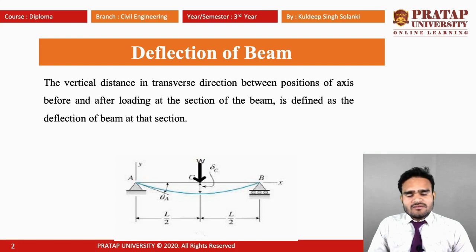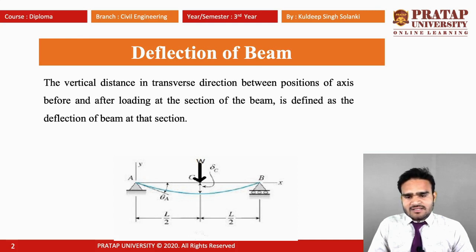It is the transverse downward movement. The vertical distance in the transverse direction between the position of the axis before and after loading at the section of the beam is defined as the deflection of the beam. See the figure, this is a simply supported beam, and if we apply the load W at the center, then the beam will deflect.